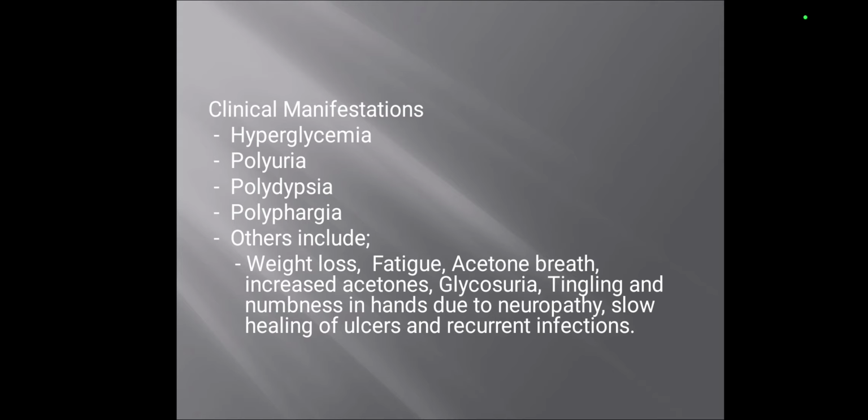So, clinical manifestation, what do you see? We've got hyperglycemia, polyuria, polydipsia, polyphagia. Others include weight loss, fatigue, acid on breath, which is due to the breakdown of ketone bodies. We've got increased acetone, glycosuria, tingling and numbness in the hands due to neuropathy, slow healing of ulcers and recurrent infections. But the key things here are polyuria, polydipsia, polyphagia.